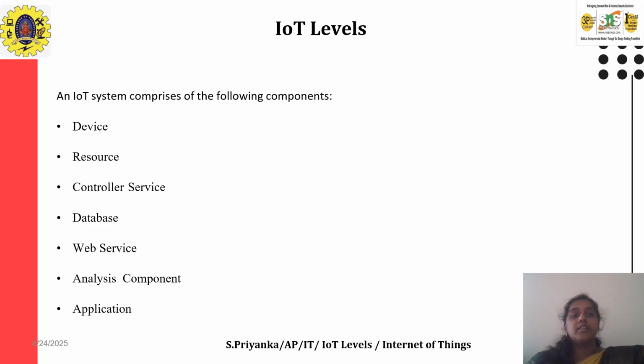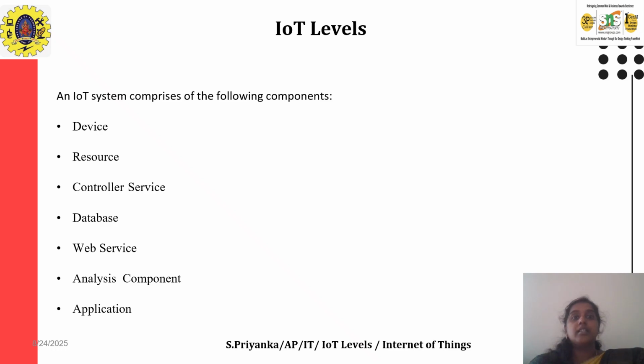Next is controller service. The controller service is a native service that runs on the device and interacts with the web services. Next comes the database. The database can be either local or in the cloud, and it stores the data generated by the IoT devices. Then coming to the web-based services. Web services serve as a link between the IoT device and applications, in which the database and analysis components are there.